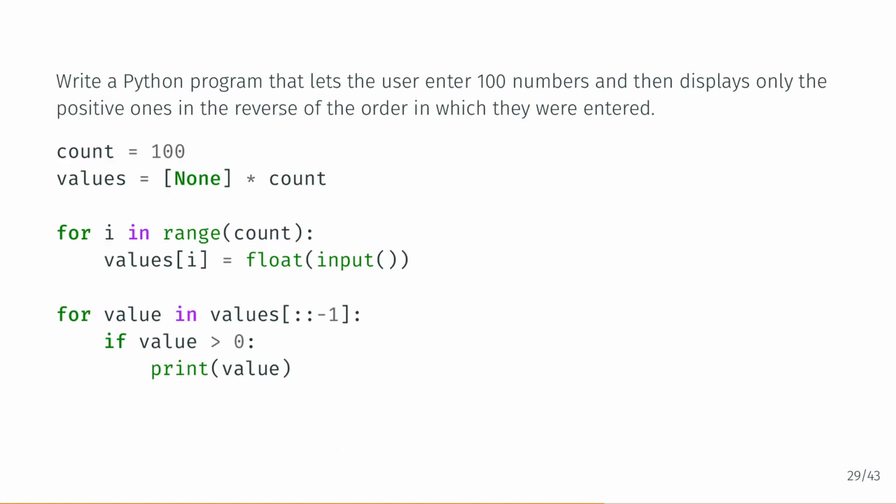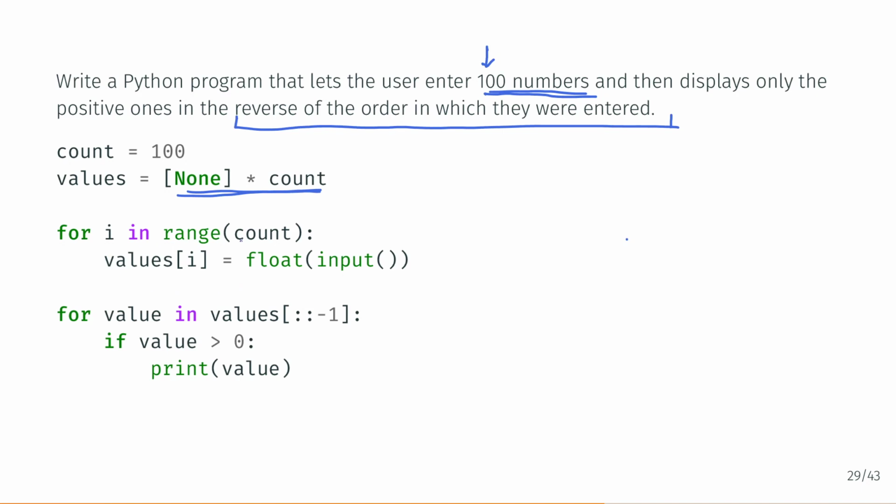Now here's another example which is slightly more convoluted, okay? So write a program that lets the user enter 100 numbers, and then displays only the positive ones in the reverse order in which they were entered, right? So again, as usual, we know that the list size is 100, so why not just go ahead and pre-allocate memory, right? So count is 100, values equals None times count, so that's pre-allocating a list of size 100, right?